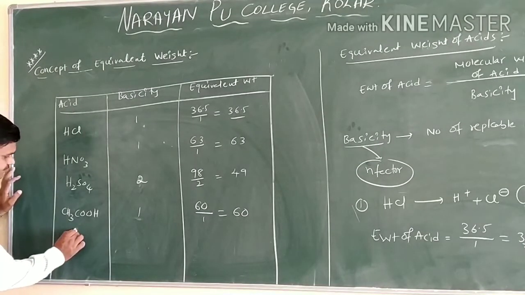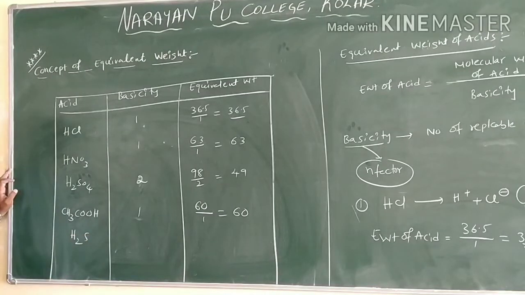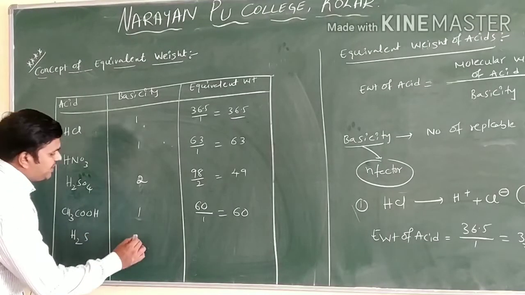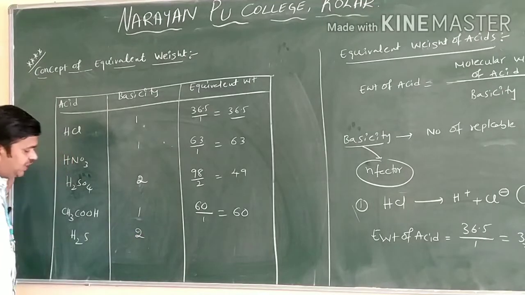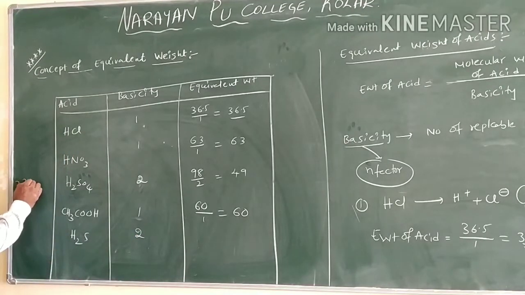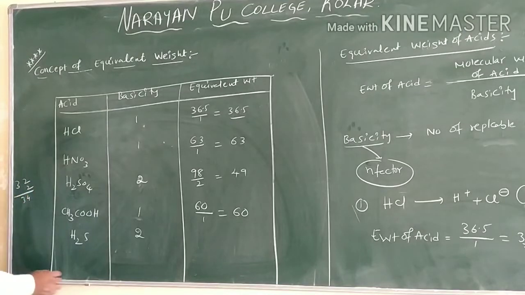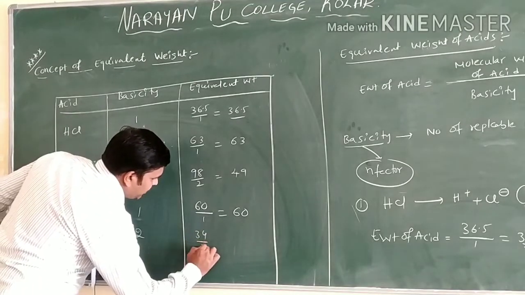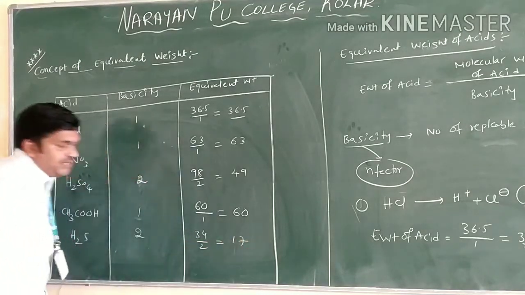Suppose you are taking H2S, hydrogen sulfide. Hydrogen sulfide dissociates into 2H plus and S minus 2. So basicity here is 2, because you will get 2 H plus ions. Sulfur is 32, hydrogen is 2, total 34. So 34 by 2 is equal to 17.